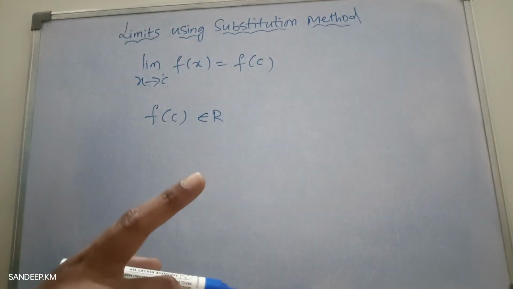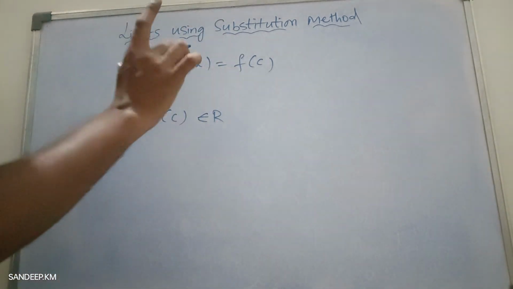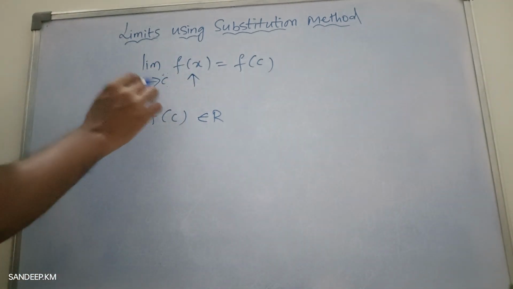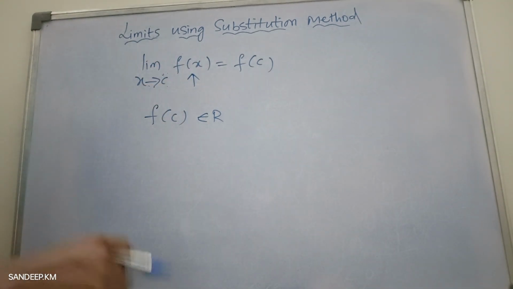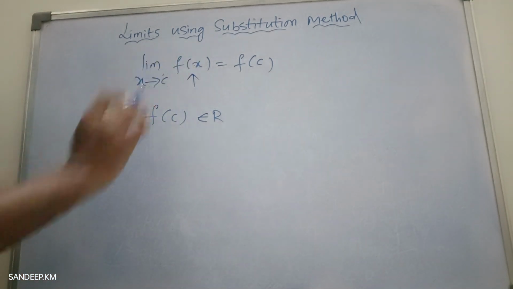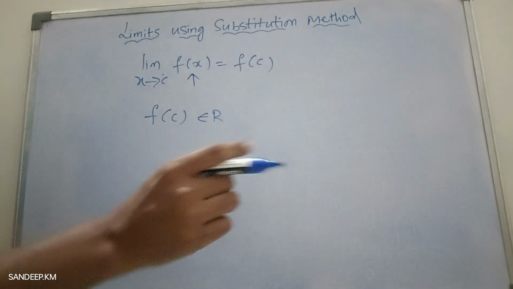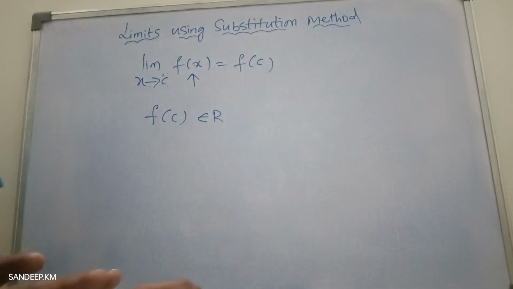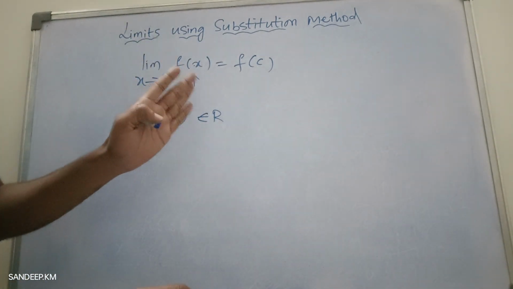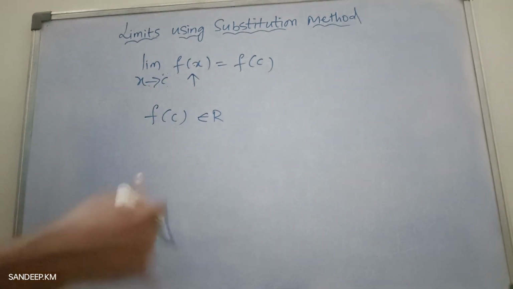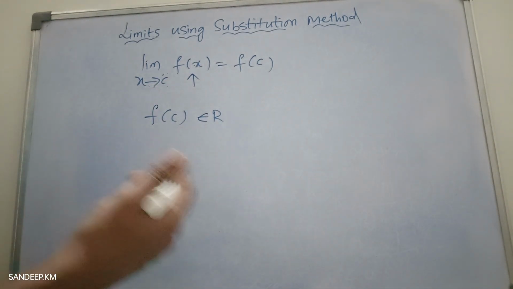But wait. This is true only when f of x is continuous at x is equal to c. Are you understanding this? Blindly, what you will do is substitute x as c here. You will get f of c. It is a real number, a finite number, and you will say that is the answer. But please wait. When can I use the substitution method? If you know that f of x is continuous at c. If you think about its graph, you will understand, or slowly by practice, you will get more clarity.